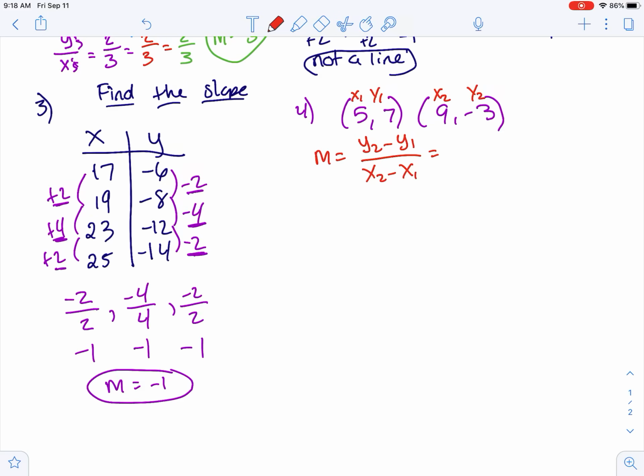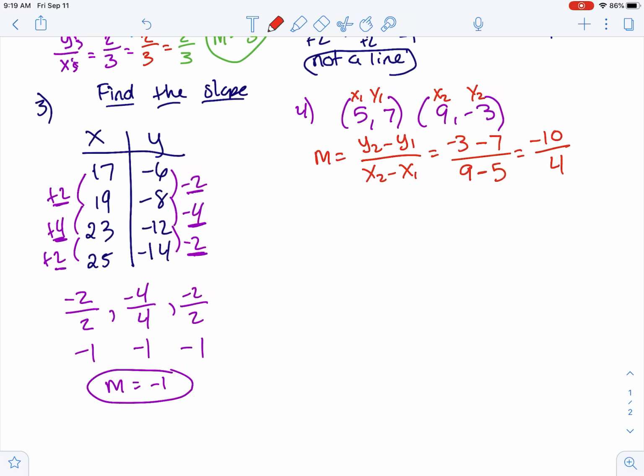So now let's plug and chug. My y2 is -3, my y1 is 7, my x2 is 9, and my x1 is 5. Okay, make sure you label. That's the biggest mistake that people make in here. So -3 minus 7 would be -10. 9 minus 5 would be 4.